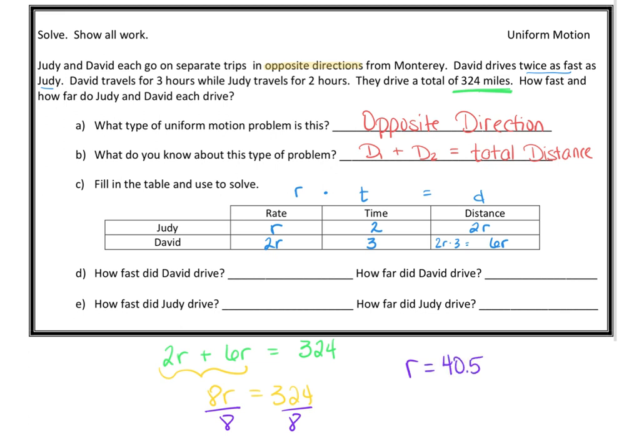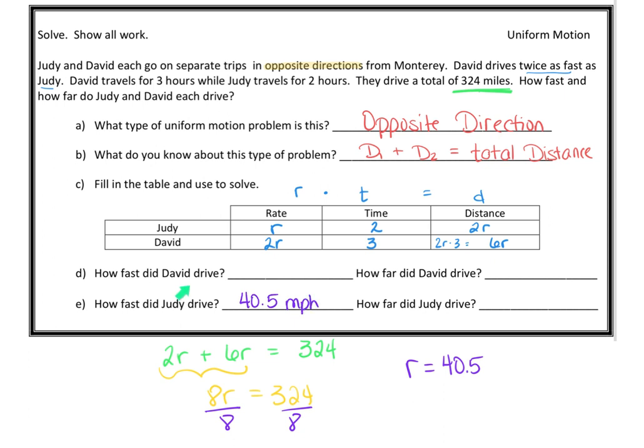40.5. If I go back up here, what did I just solve for with the R? Judy's rate. Go back to your table and find that variable, R. R is Judy's rate. So how fast did Judy drive? That's what I just solved for. She drove 40.5 miles per hour.